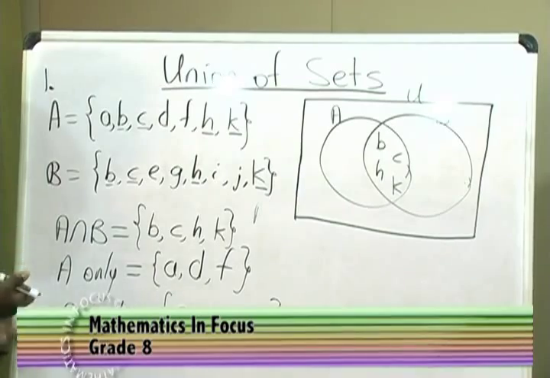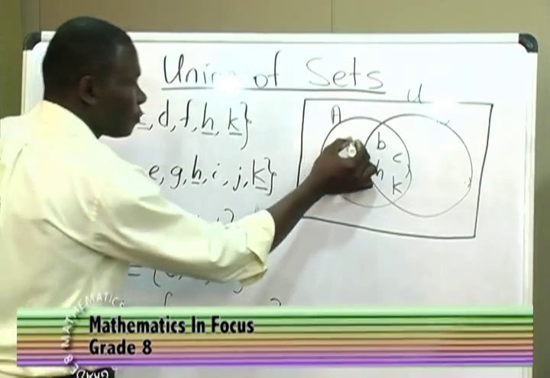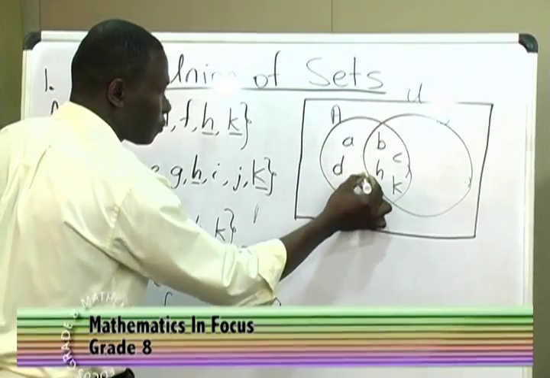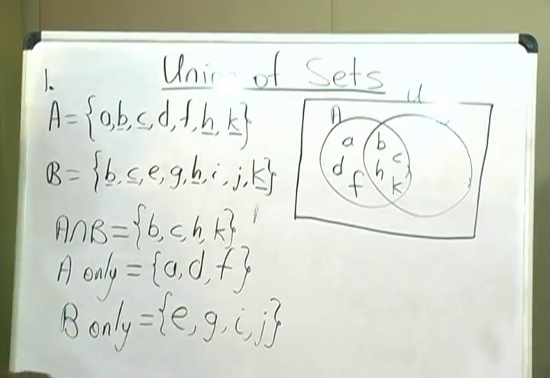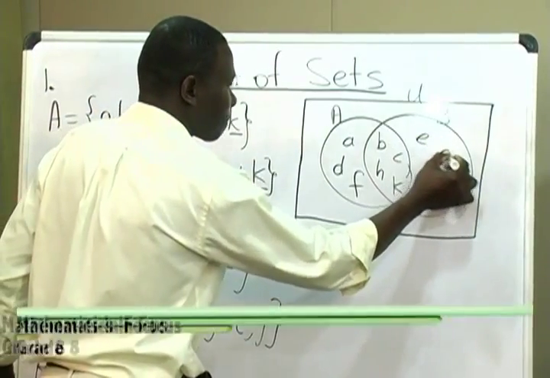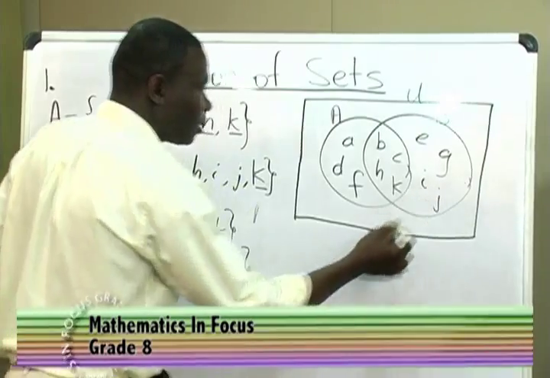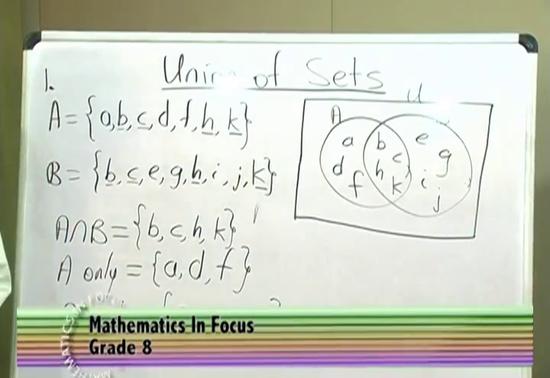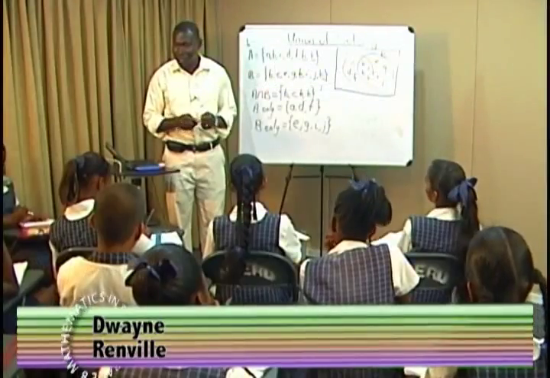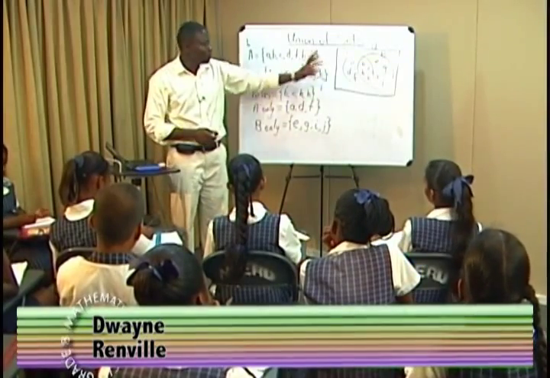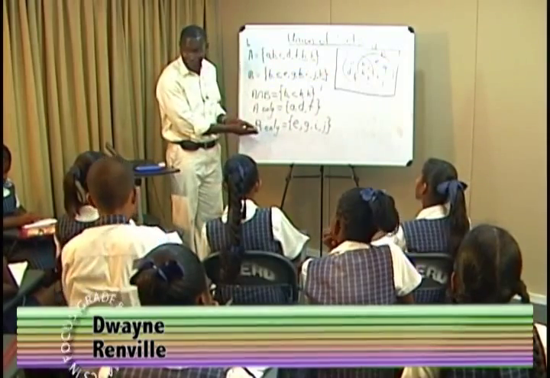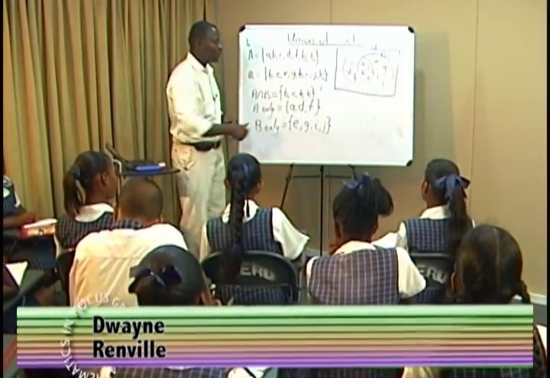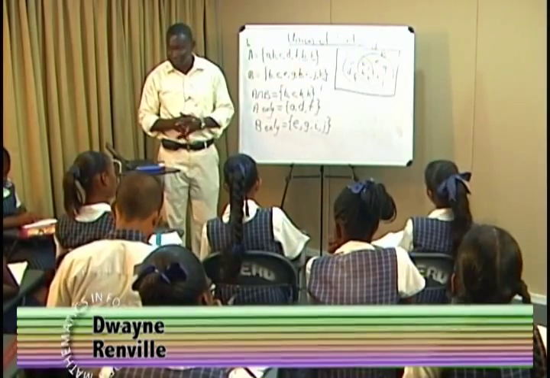Then we list A only. The elements in A only are? A, D, F. And the elements in B only are? E, G, I, J. And we finish with the Venn diagram. It's just a matter of a couple of seconds to complete our Venn diagram. So it is important for us to do this. If we do this, sketching the Venn diagram becomes an easy task for us.